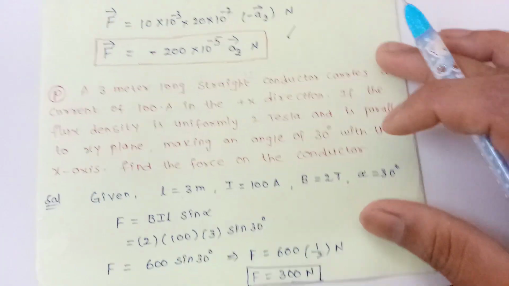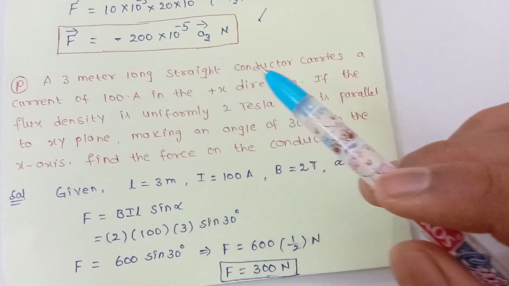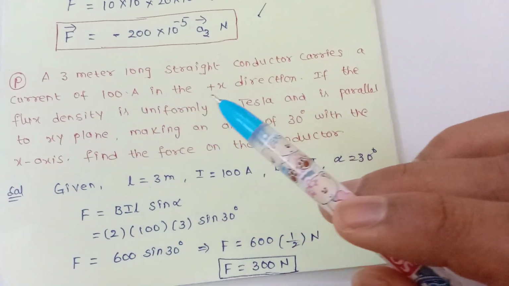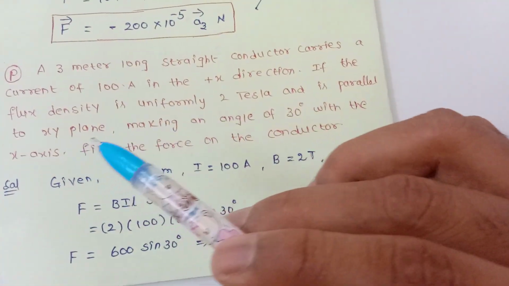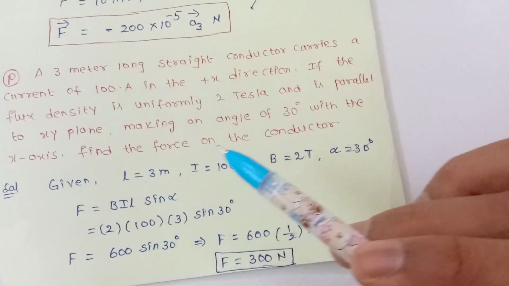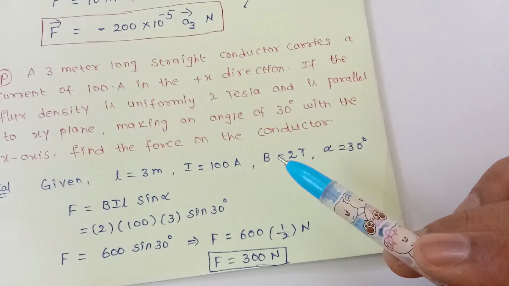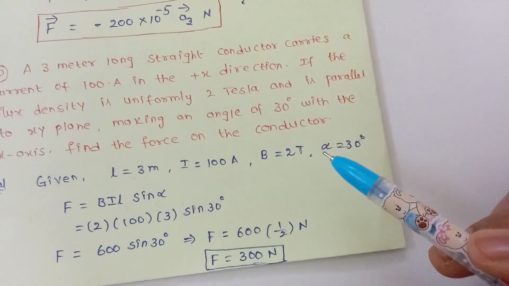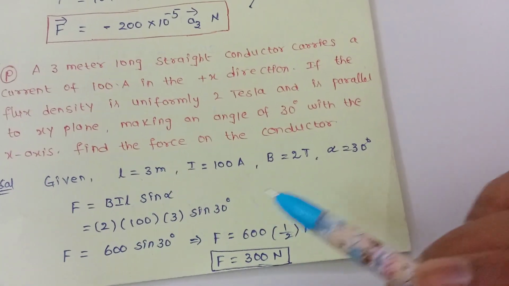Similarly this problem also, this is a very important previous question problem. A 3 meter long straight conductor carries a current of 100 amperes in the plus x direction. If the flux density is uniformly 2 Tesla and it is parallel to the xy plane making an angle of 30 degrees with the x axis, find the force on the conductor. They have given the total length, the current, then the magnetic flux density and alpha. Then we know that F is equal to BIL sin alpha. After performing this, is it clear?